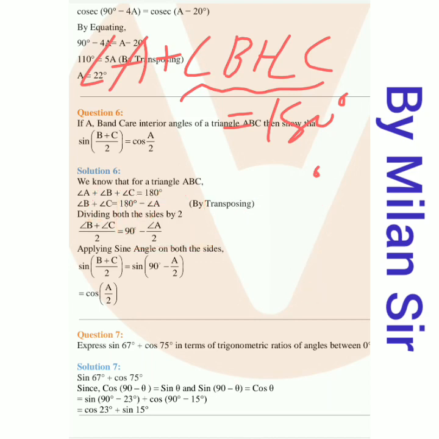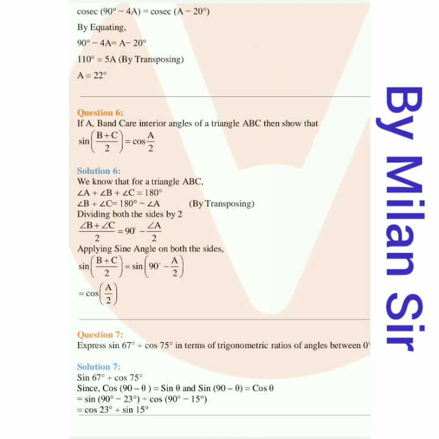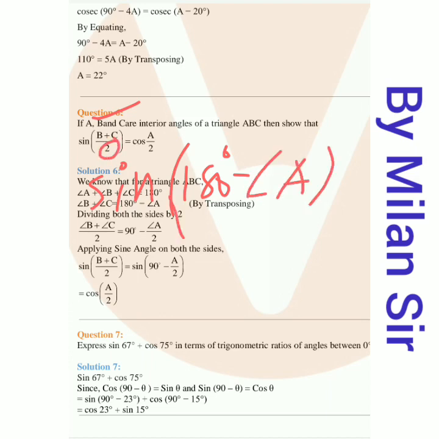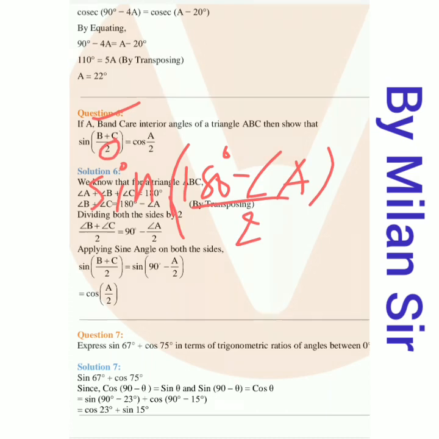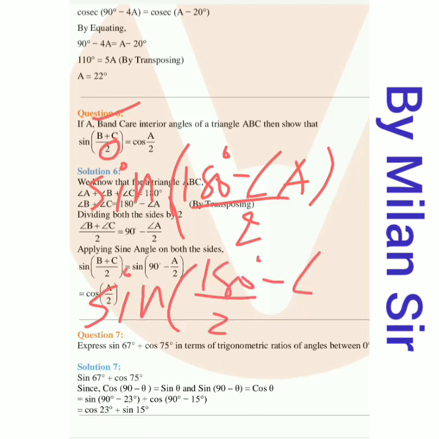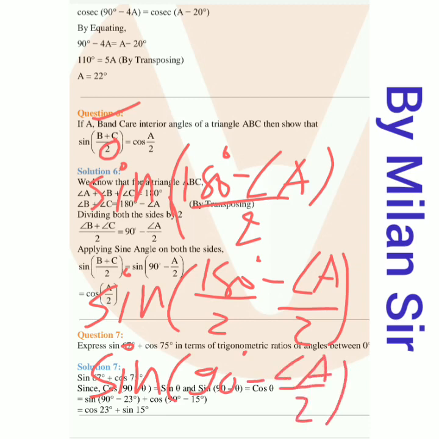Now put this value in the left hand side, means here. So here in sine, in place of B plus C I can write 180 minus angle A, and divide by 2 is there, so divide by 2. Now give a separate denominator to both these terms. That means 180 by 2 and angle A by 2, I can write like this. Then 180 by 2 is 90, and the second term as it is, angle A by 2.